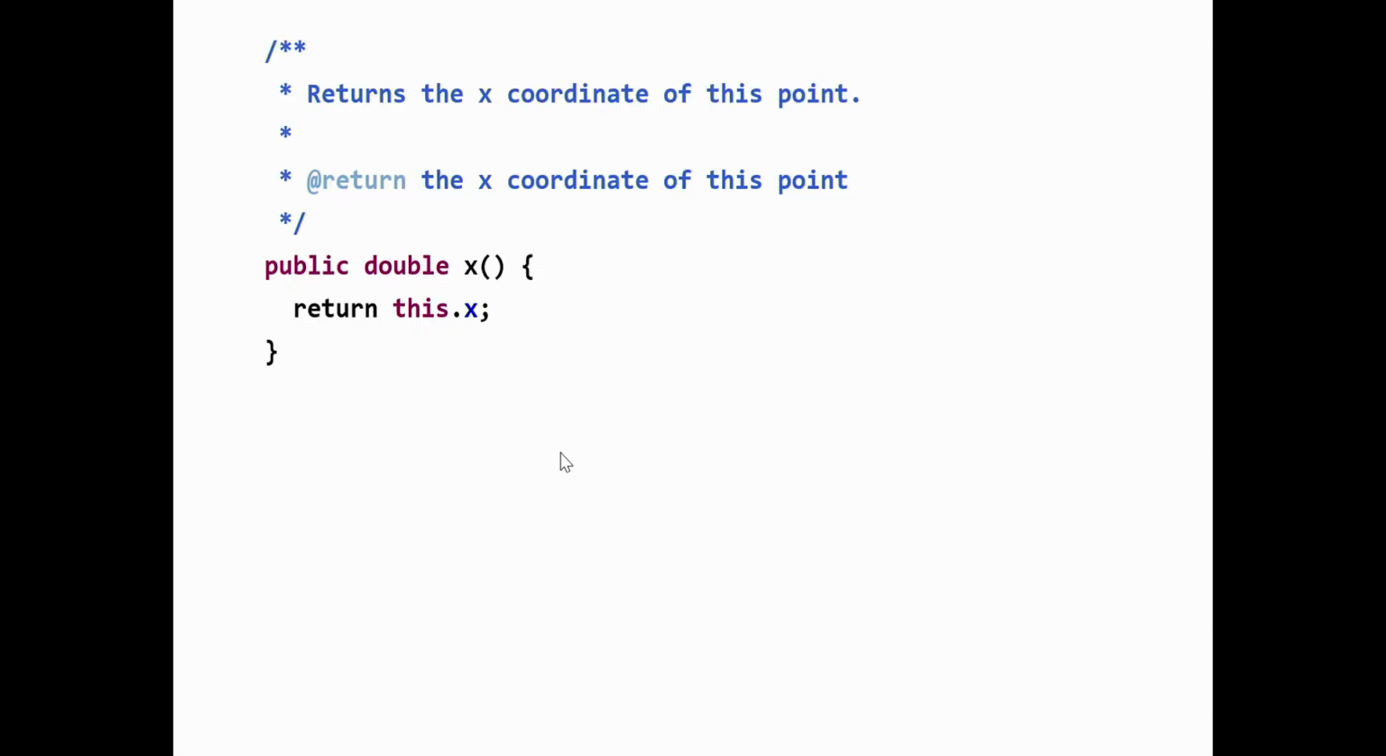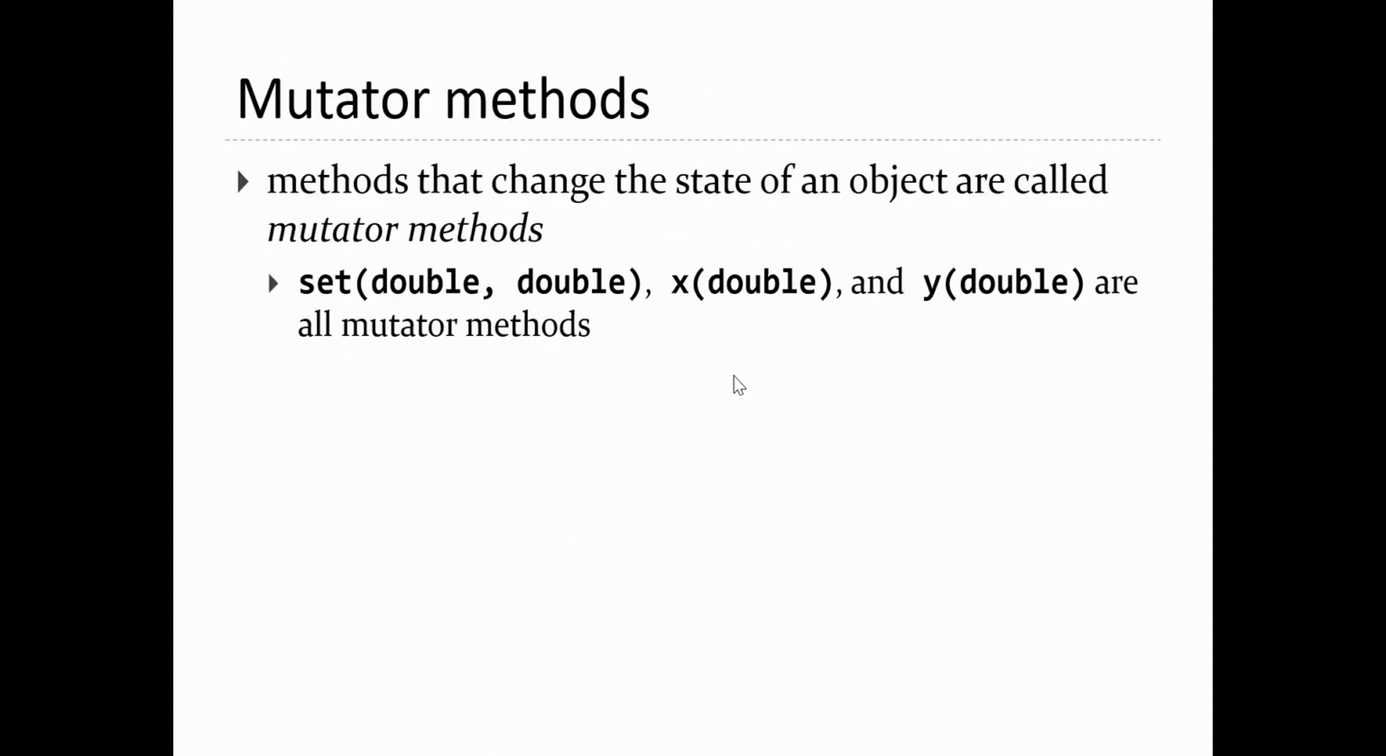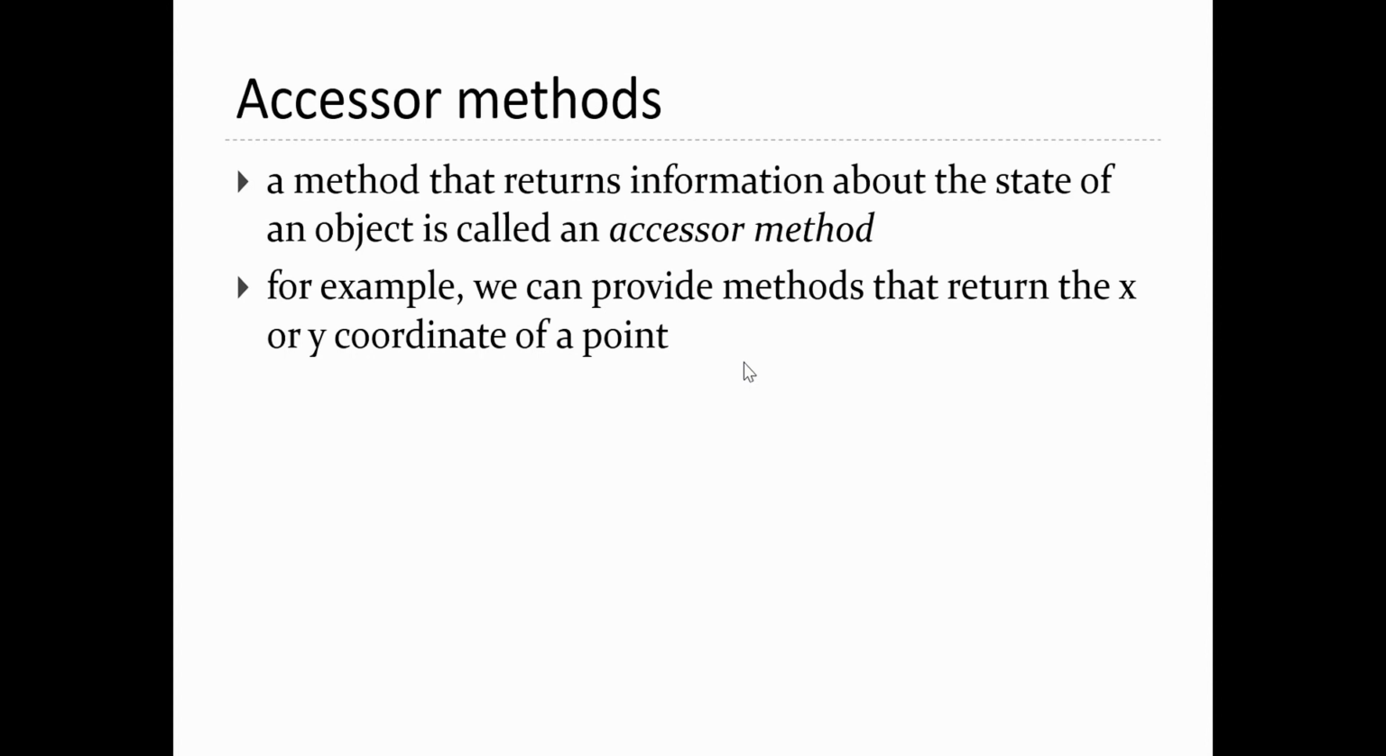And I can even call it the same name as another method in the class. So here I've got a method called x. It has no parameters. Back here we had a method called x. It had one parameter. So as far as Java is concerned, these are two different methods. They have the same name, but they have different parameter lists. So they are allowed to exist in the class at the same time.